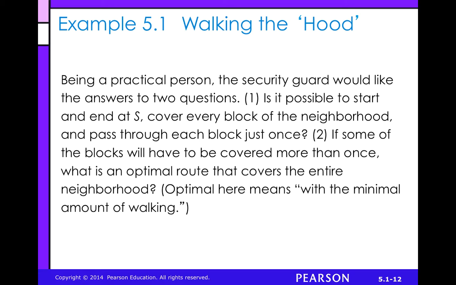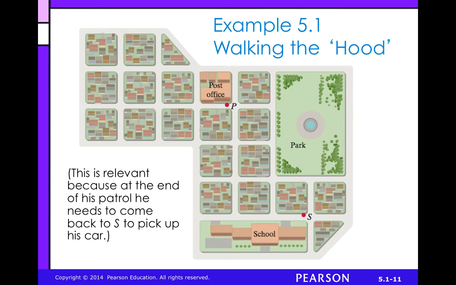Well, if the answer is yes, okay, can you tell me what that route is? If the answer is no, if some of the blocks will have to be covered more than once, then okay, I'm going to have to retrace my steps some, but can you please still try to minimize the amount of walking I do? So maybe it's the case that you can find him a route where he has to walk this block twice. That's fine. Okay, maybe that's the best you can do. That's still better than making him walk here, walk back, walk here, walk back, walk here, walk back, right? I mean, here's another route that I'm describing that's just ridiculously inefficient.